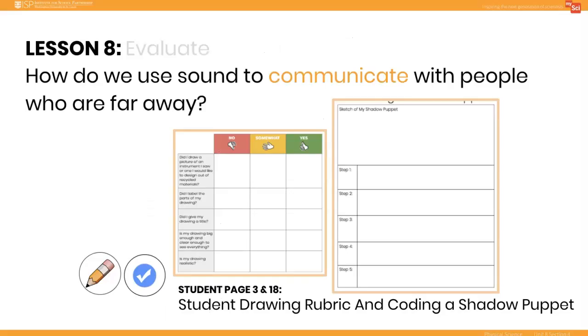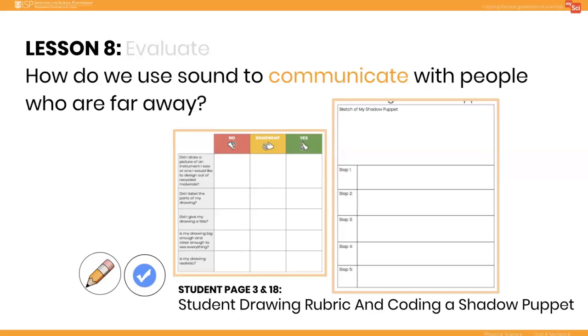In the Evaluate portion of this lesson, you will ask students, what are some devices that we use today to communicate across distance? How did we create a device in our classroom that was like a telephone? How did it work? You'll then have students go back to the drawing they made of their device that they created with the cups and the strings and have them label it. You'll then have them use the scientific drawing rubric to assess their creation.